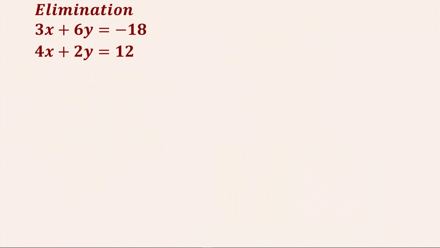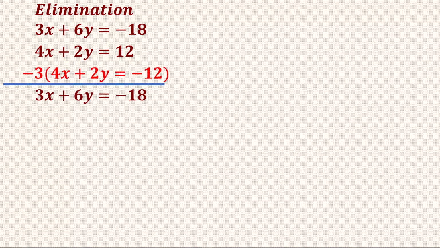Here is another example. Take a moment and strategize. What needs to happen to make this system solvable using the elimination process? Pause the video if you need to. If you noticed, the y terms have coefficients 6 and 2, which easily relate. The 2 can be multiplied by negative 3. The new equation is negative 12x minus 6y equals negative 36.